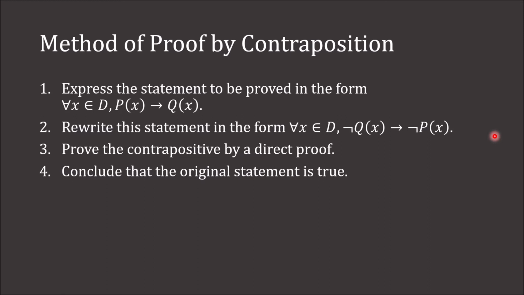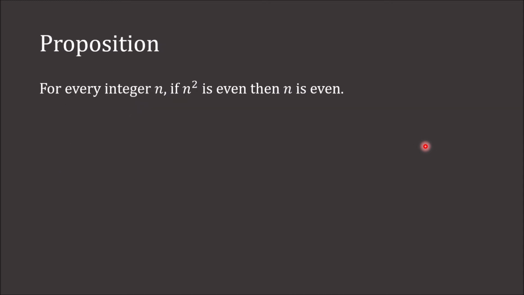So typically what we do is we assume that the conclusion is false and work to show that the hypothesis is false. So for every integer n, if n squared is even, then n is even. We will prove this. Now here, I'm using a different word. I'm not using theorem. I'm using proposition.